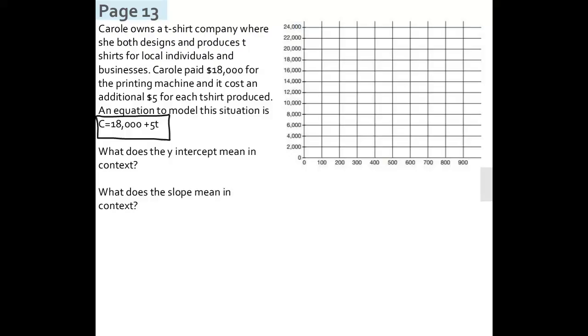Carol owns a t-shirt company. She designs and produces t-shirts. She paid $18,000 for the printing machine. It costs her an additional $5 for each t-shirt produced. An equation to model this situation is $18,000 plus 5t is equal to C. What does the y-intercept mean in the context of this problem?